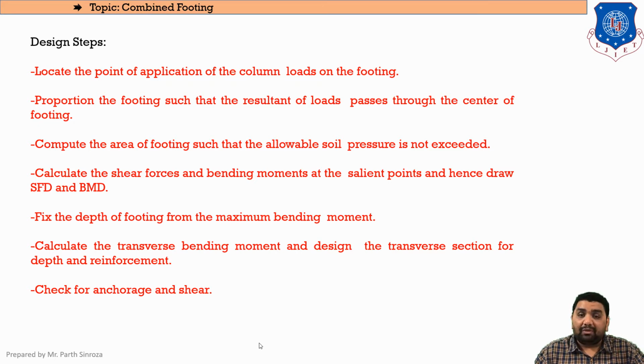So load will be applying on the columns, let us say two columns are there. So we need to construct a point which is at the CG of the footing, and we'll be assuming that the resultant forces are acting on that point. The third step will be computing the area of footing such that the allowable pressure is not exceeded.